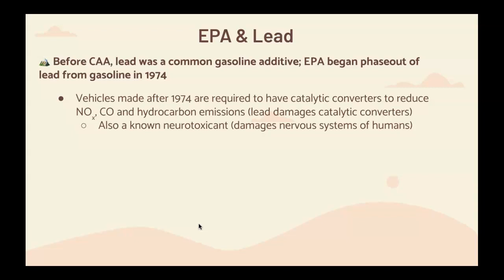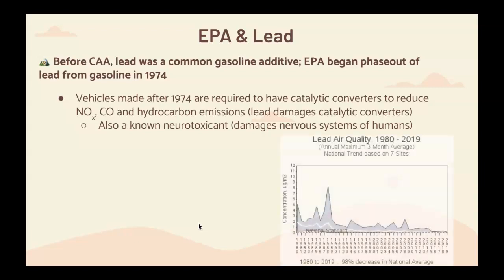So lead can cause pretty significant damage to the human nervous system. So it's also not good to be putting lead in our atmosphere. As you can see by this graph, this phase out of lead from gasoline and this regulation of lead by the EPA has been really successful. And so our concentrations of lead in the atmosphere have really declined precipitously since the early 80s or 80s in general.